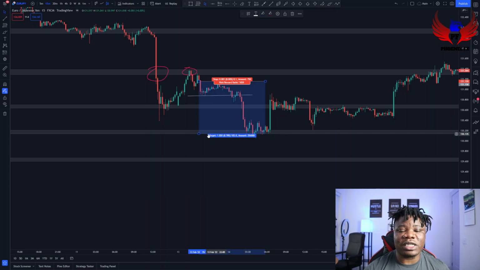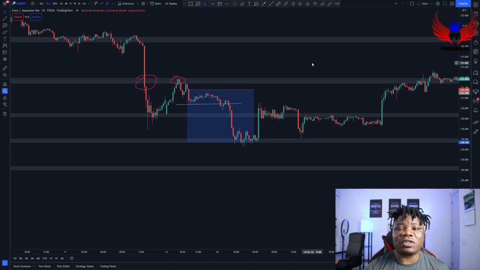We can see price gets all the way down here, and altogether we had 102 pips. We eventually won 102 pips here, and previously you actually won 50 pips as well. Altogether you had 200 pips. So guys, this is exactly how you can use this strategy to grow and compound your account.